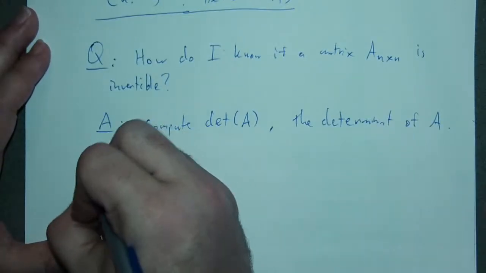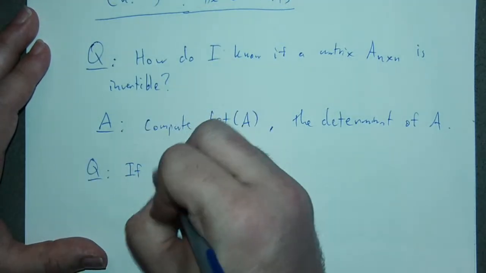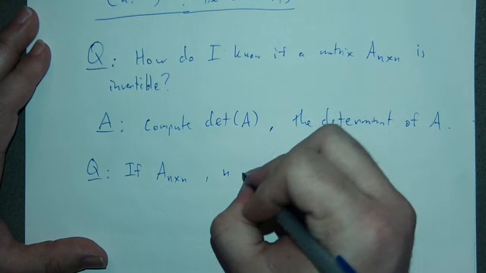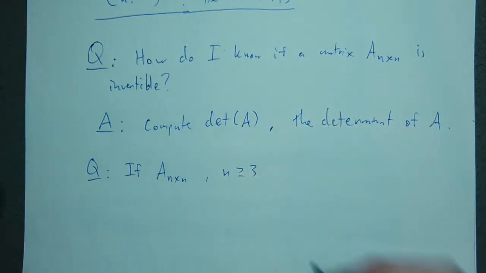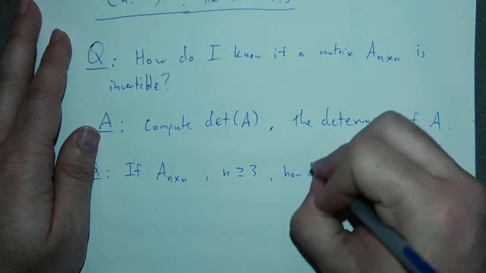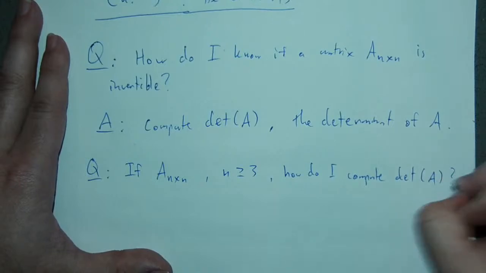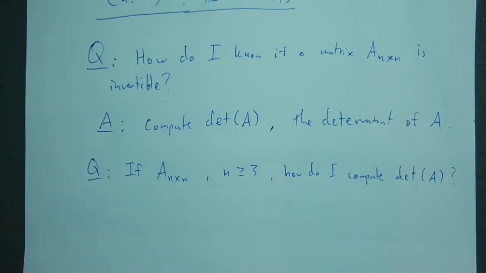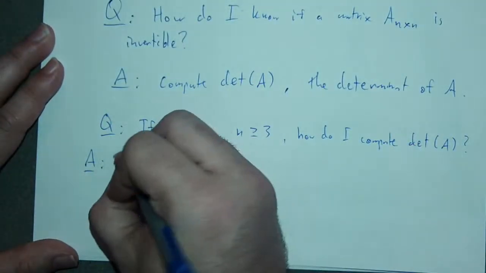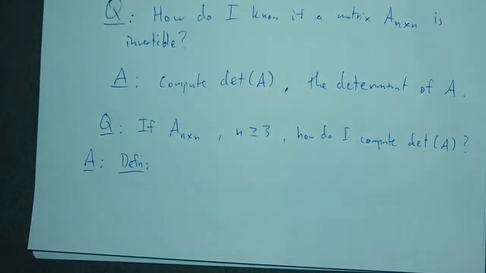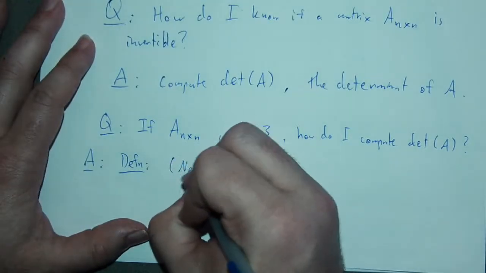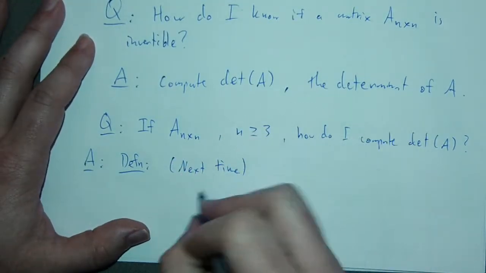Second question. If A is an n by n matrix and n is at least 3, how do I compute the determinant of A? Because right now I just have a silly AD minus BC description for the determinant. So the answer is a definition that is very tricky. Actually, I don't think I quite have time to write the definition, so next time.